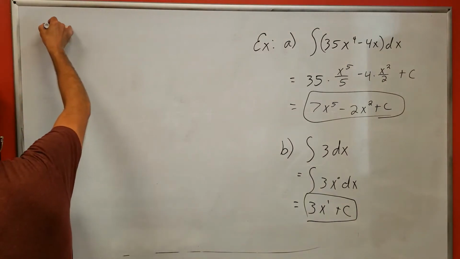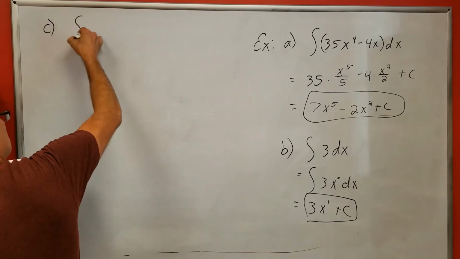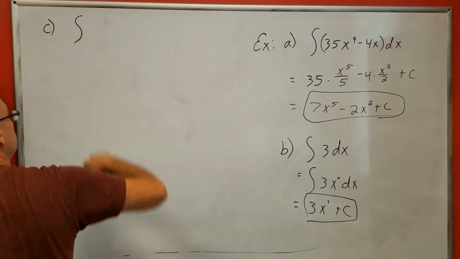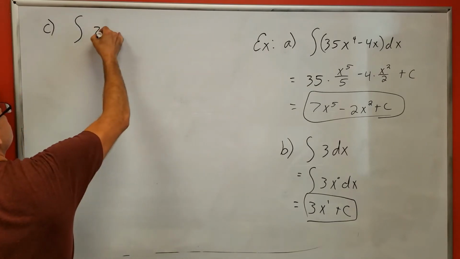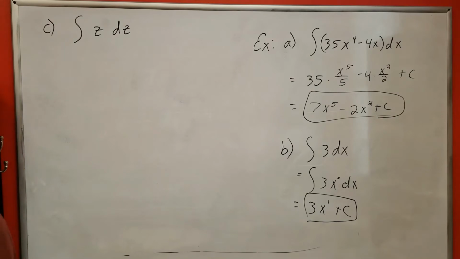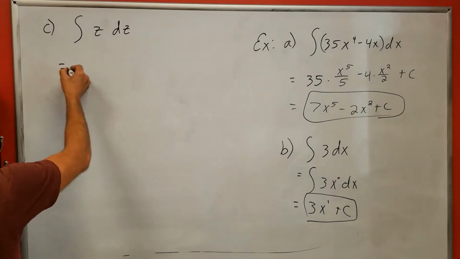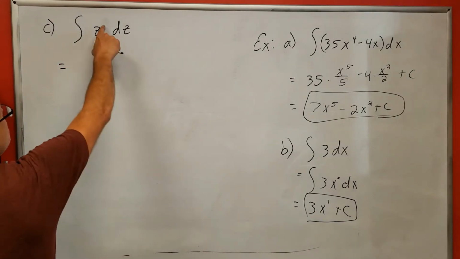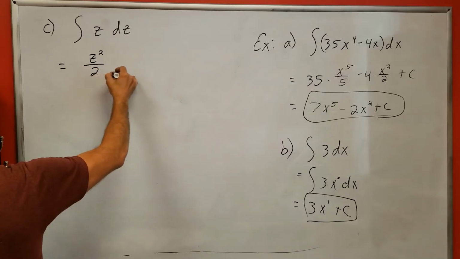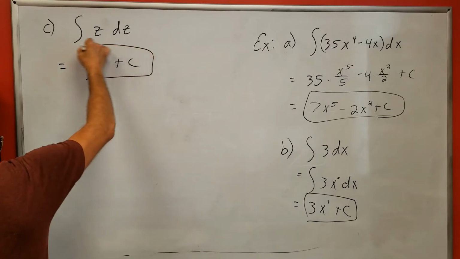How about c? How about the integral of x? I'll tell you what, let's do this. The integral of z dz instead. How do I do this one? Well, what's my exponent here? 1. So add 1 to the exponent, divide by the new exponent, plus your c. There you go.